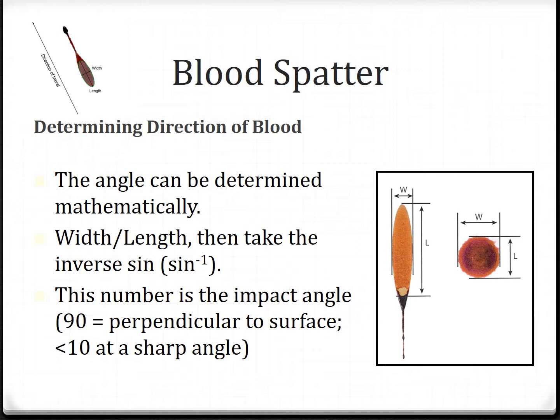So you're going to divide the width by the length, and then you're going to take the inverse sine. When you take the inverse sine of this particular ratio, that number that you're going to come up with is the impact angle, or the angle of impact, AOI. Okay? If you get something that's close to 90, that means that it was a perpendicular drop. It dropped just above the surface, so you get that circular blood drop. So your ratio should be very close to 1 in that case, where the width equals the length. If it was less than 10 degrees, that means it hit at a very, very sharp angle.